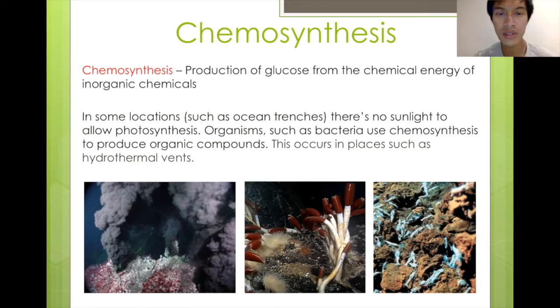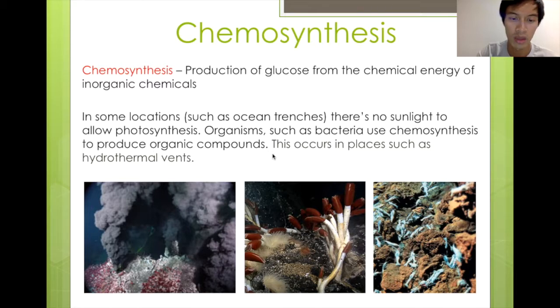Now, the next process, this one's probably less known, and it is called chemosynthesis. Chemosynthesis is the production of glucose from the chemical energy of inorganic chemicals. So rather than using sunlight, it uses the chemical energy within inorganic chemicals such as sulfur and things like that in order to produce glucose. This happens mainly in locations such as the bottom of ocean trenches where there's no sunlight to allow photosynthesis. The organisms that live down there, such as bacteria, use a different process, chemosynthesis, to produce glucose.